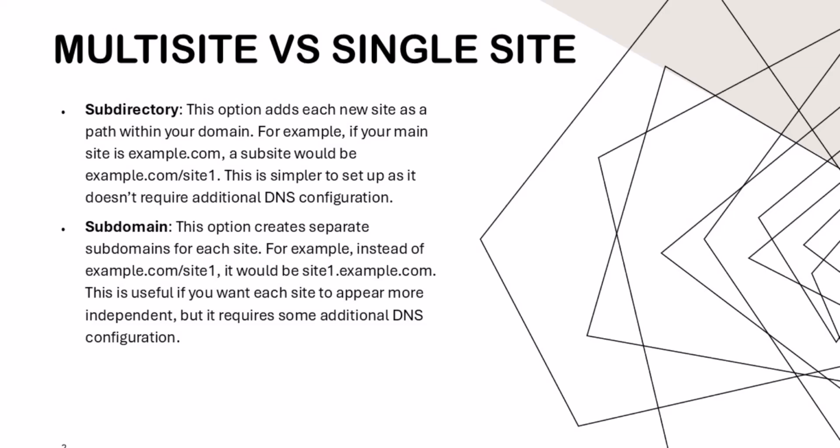Subdomain. This option creates separate subdomains for each site. For example, instead of example.com/site1, it would be site1.example.com. This is useful if you want each site to appear more independent, but it requires some additional DNS configuration. The decision between subdirectory and subdomain often depends on your hosting setup and preference. Now that you understand the options, let's move on to converting a single site to a multi-site.